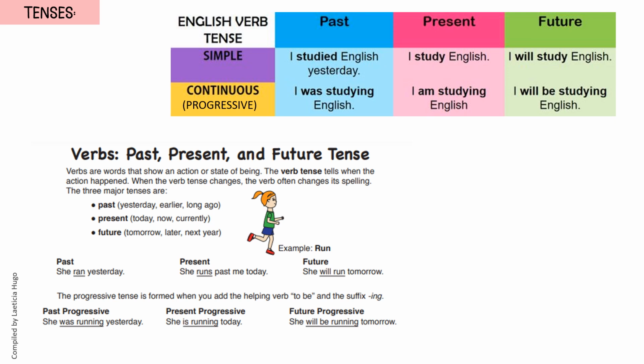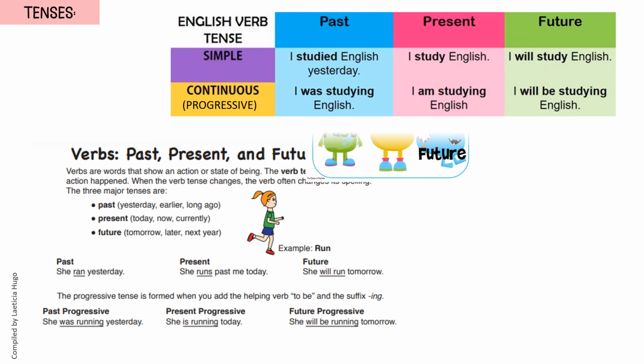So then we get continuous tense. So continuous, another word for that is progressive tense. Let's look at past. I was studying English. Present, I am studying English. And future, I will be studying English. So it's the verb plus ing. That is how you know, first of all, to identify continuous tense, and secondly, how to write it. And then, of course, the was, am, and will be is very important when you do continuous or progressive tense.